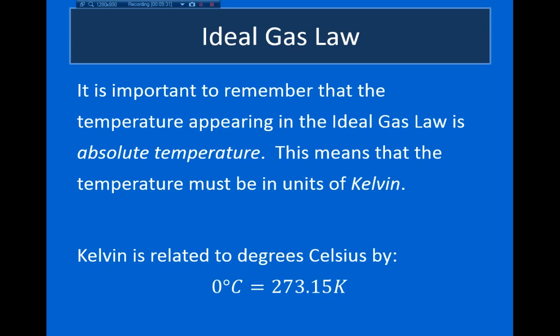So this is just what I was talking about before. It's important to remember that when we're dealing with the ideal gas law, the temperature that appears in this equation is absolute temperature. So that means that anytime you plug numbers into this equation, you have to convert them to units of Kelvin. And 0 degrees Celsius is equal to 273.15 Kelvin. So you just take the degrees Celsius and you add 273.15 to convert to Kelvin.